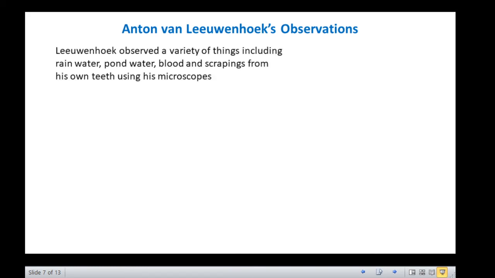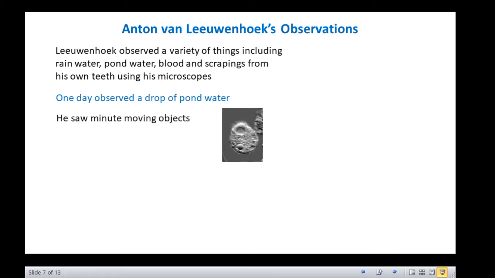Let us now discuss some of Leeuwenhoek's observations. Leeuwenhoek observed a variety of things including rainwater, pond water, blood, and even scrapings from his own teeth using his microscopes. One day, he observed a drop of pond water and was astonished to see small moving creatures. He called these small creatures animalcules, which meant very small animals.